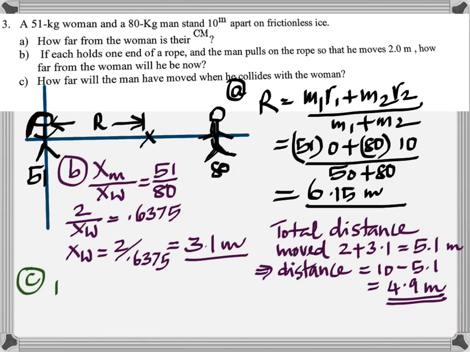Now the C part, they have to collide at the center of mass, which is 6.1 meter away from the lady. So how much does the man move? 10 minus 6.1, and the woman would move 6.1, of course. Together they move 10 meter.